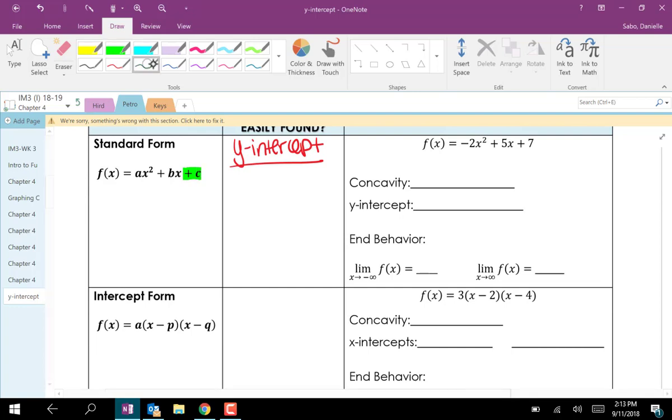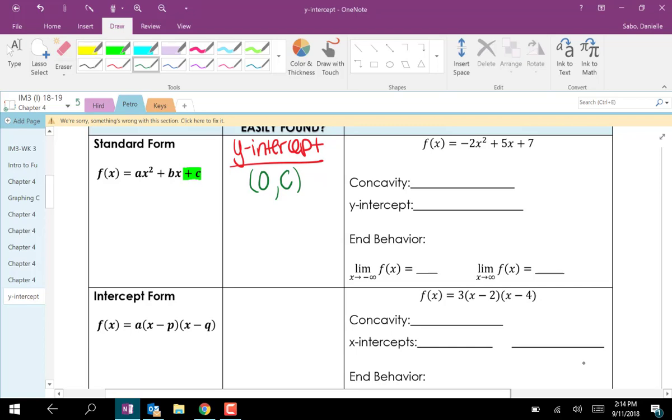Okay, now your y-intercept. What is x when you have a y-intercept on a graph? What would be the value of x? What would be the number for x if we have a y-intercept? Like if I cross right here, what would be my x? 0. Okay, so (0, c).